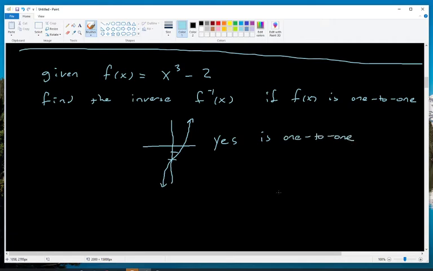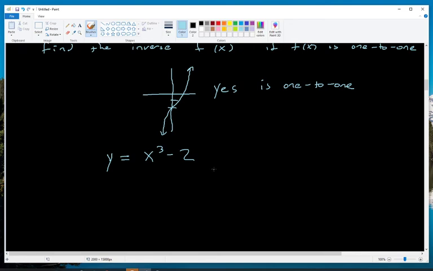So we know that the function's one-to-one, so now we can figure out an inverse. Here's the process to find an inverse if you're given a function f. Step 1, replace f of x with y, so y equals x cubed minus 2. So I just replace the symbol f of x with y. Next, switch x and y.